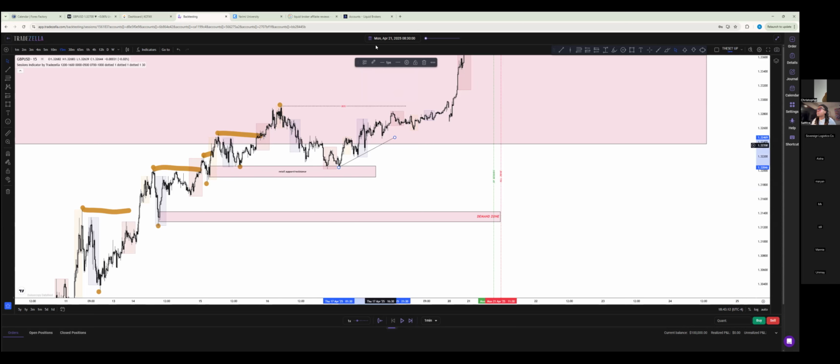Why? Because look, it showed us right here. It left the trend line liquidity. It left this trend line right here beneath. So when price comes to take this trend line, it's going to take this along with it. All right, so that we already have clarity on.